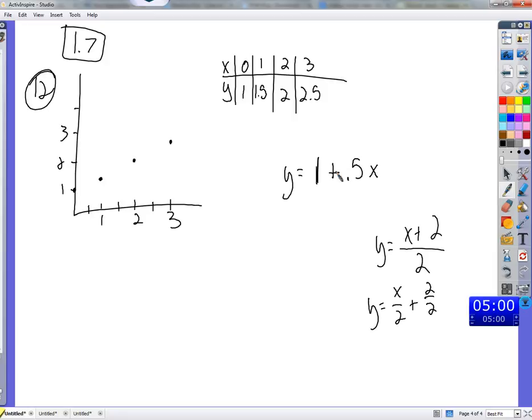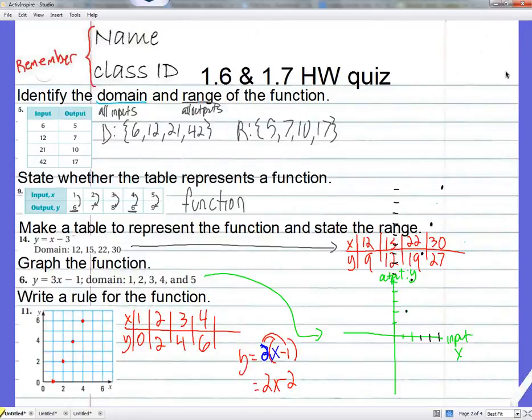Okay. Any other questions besides the ones that we've talked about so far? We can apply that same reasoning to number 11.